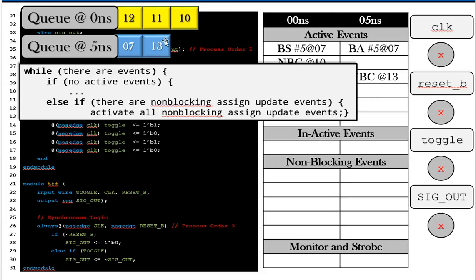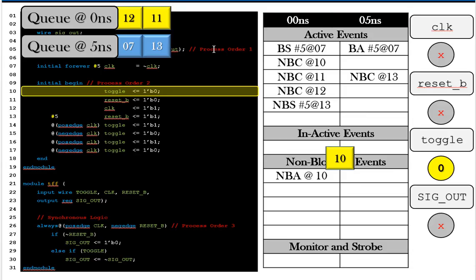And so the Verilog discrete event simulator says, while there are events, and we agree there are events, if there are non-blocking assign update events, that's the non-blocking capture 10, 11, and 12, activate them. So I'm going to activate them, which means they go back onto the queue, and I'm going to label them yellow, just so it's clear. Now we have a toggle. The toggle gets assigned a value of 0, because we captured a value of 0. So you see here, it goes to 0.